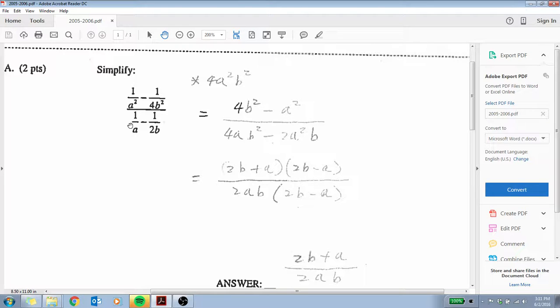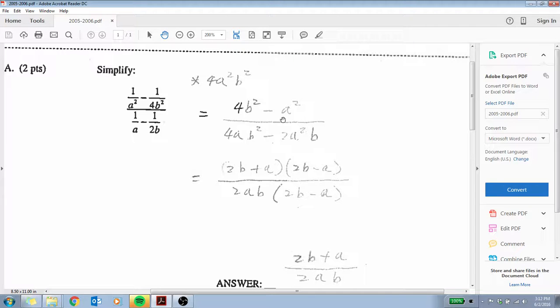And then for the denominator, 1 over a, multiply that by 4a squared b squared, I'm left with 4ab squared, we see that written right here. And then 1 over 2b multiplied by 4a squared b squared would give me 2a squared b. So it's going to be minus 2a squared b.